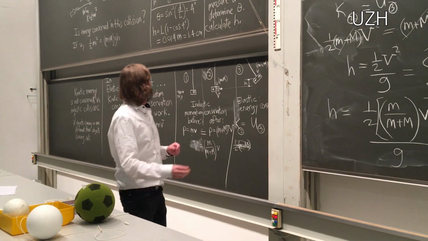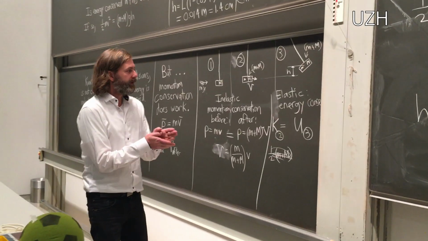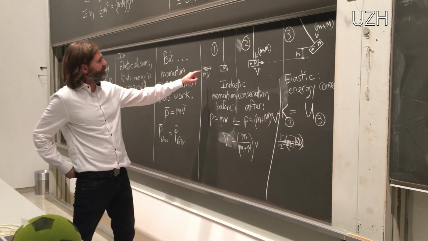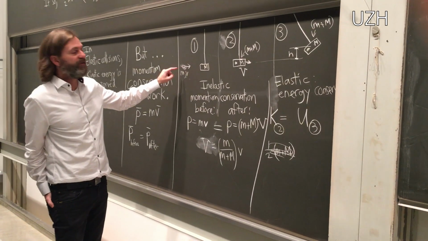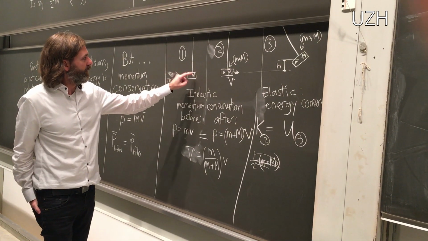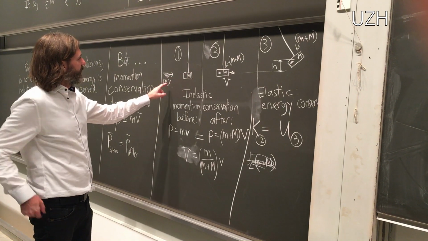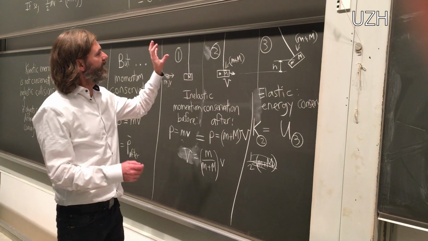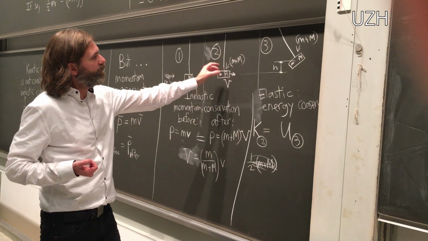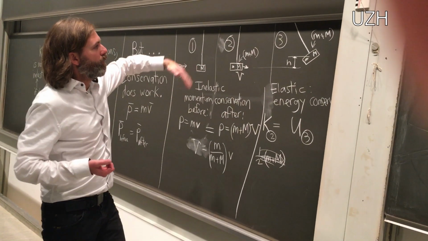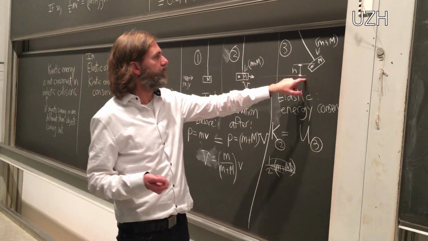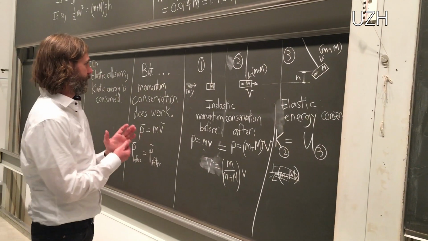Okay, so what we're going to do today is look at a ballistic pendulum. In a ballistic pendulum, you fire a bullet and you hit an object, a piece of wood in this case, and then this piece of wood with the bullet stuck in it will swing up on a pendulum up to a certain height.